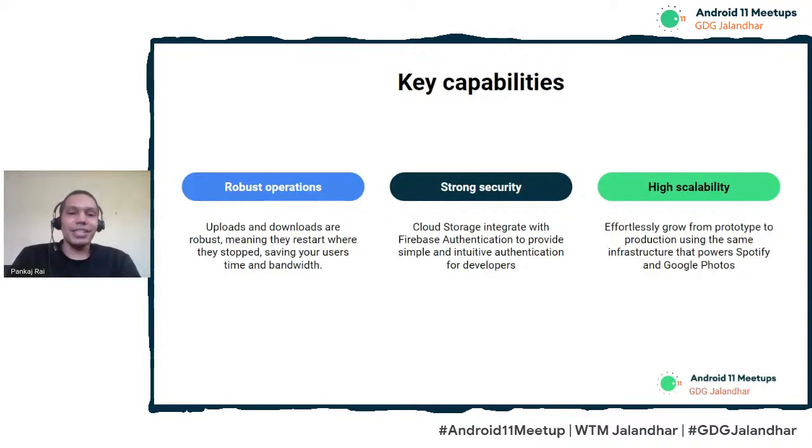So robust operation is like if you lose internet during 90% of the download or upload, you do not bother much about it because Cloud Storage understands that till 90% the things are done. It's just 10% which is remaining, and it'll start from the 90% rather than again going back to 0%.